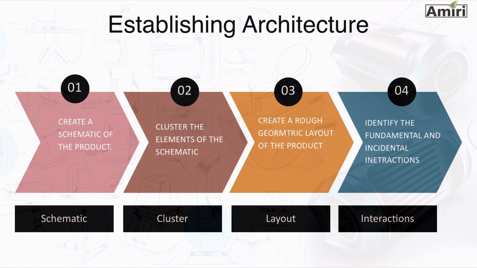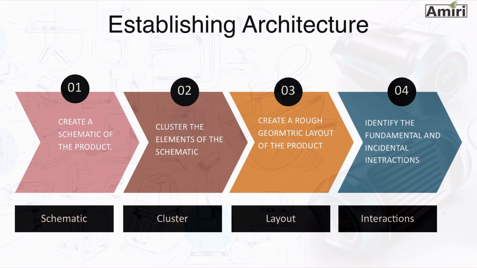The 4 main phases of establishing product architecture are schematic, cluster, layout, and interactions. Those are the keywords that I come up with to help you kind of remember them. The first step is to create a schematic of the product. I'll talk about it in a minute, what it means. Then you cluster the elements of schematics into chunks.